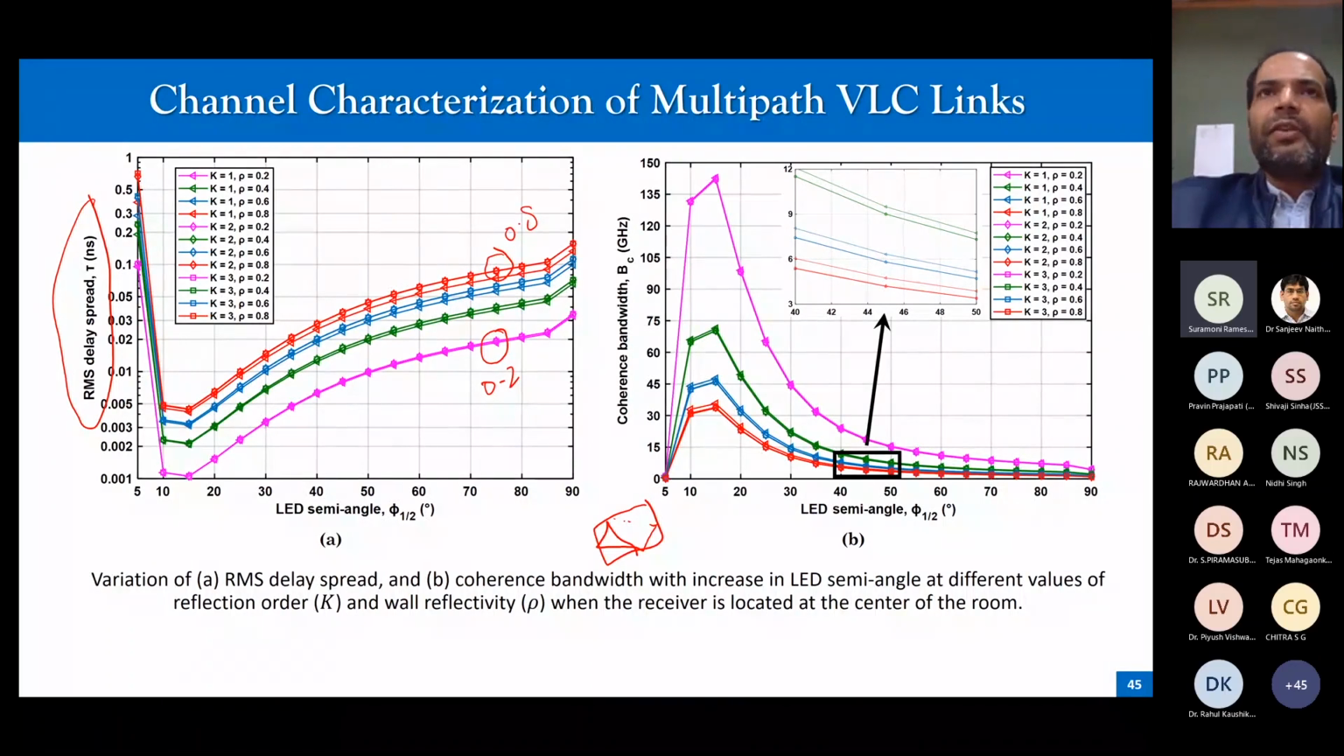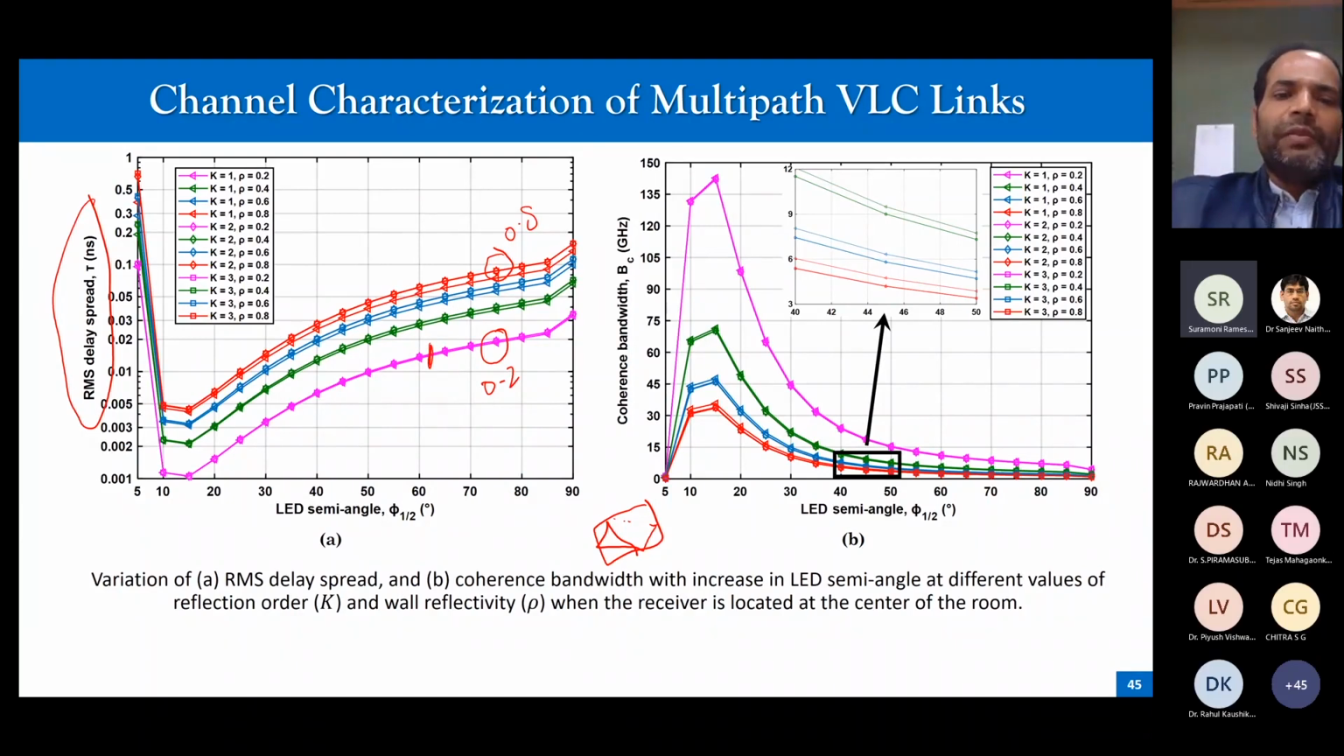That means delay spread is a function of reflectivity. If you have more reflective surfaces, then the delay spread is higher. If we have less reflective surfaces, then the delay spread is smaller. That's point number one. Second thing is, if you see, these results do not significantly depend upon the number of reflections.